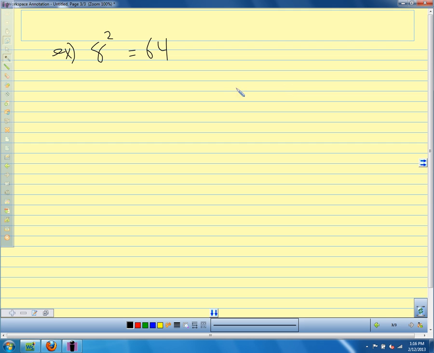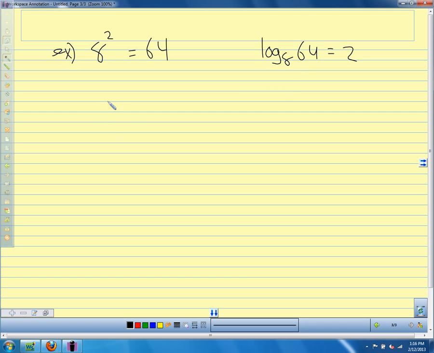What's our base? Log base 8 of 64 equals 2. Perfect. So our base of the logarithm is the same as the base of our exponential function. So this would be log base 8 of 64 equals 2. Exponential form, logarithmic form.